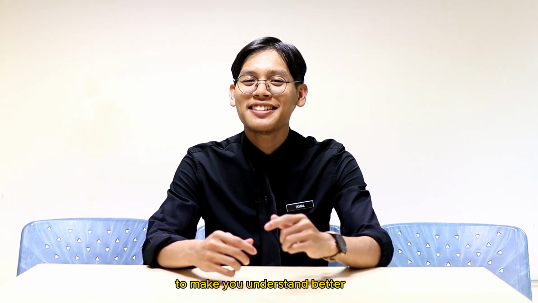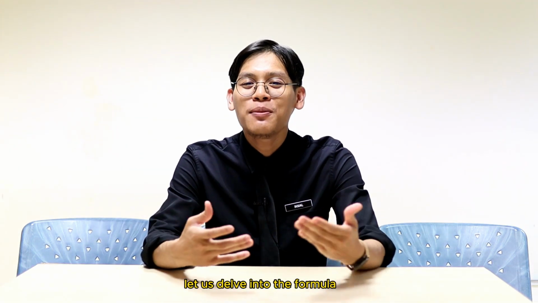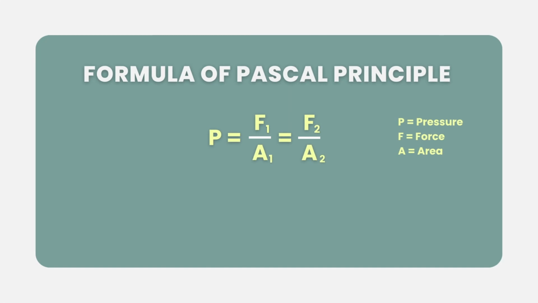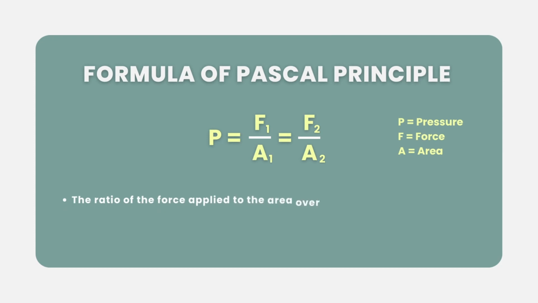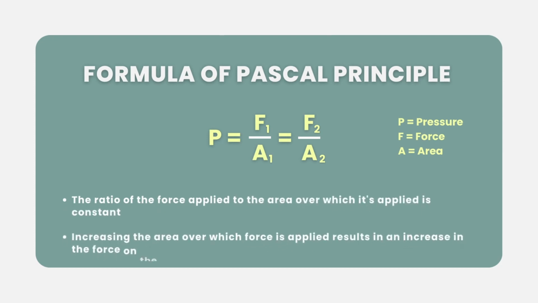Now, to make you understand better, let's dive into the formula that underpins Pascal principle. So Pascal principle states that pressure is equal to F over A, which is force over area. So this formula is a cornerstone of understanding Pascal principle. It states that the ratio of the force applied to the area over which it is applied is constant in a closed fluid system. So in simpler terms, increasing the area over which force is applied results in an increase in the force on the other side.